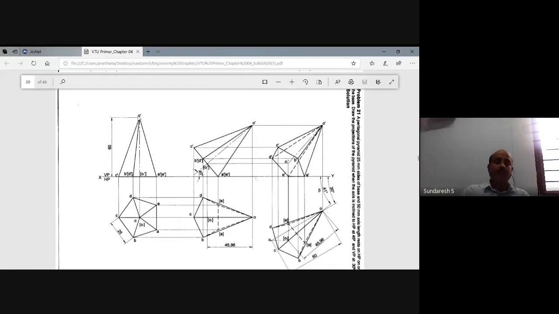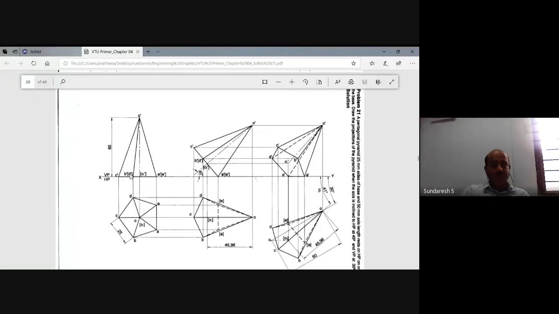In a similar way, O dash, A dash, and B dash is another triangular face which can be seen in the front view. So only these two triangular faces can be seen in the front view. So this is the completion of the front view in the initial position.